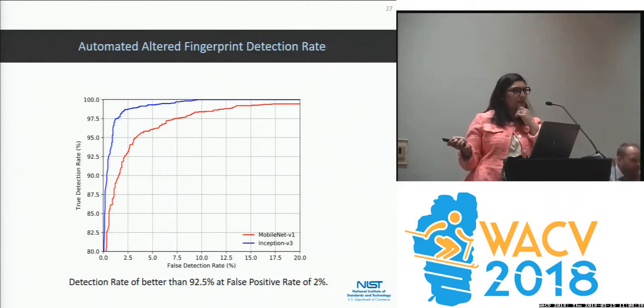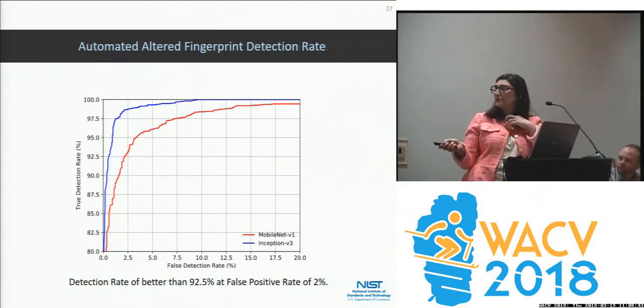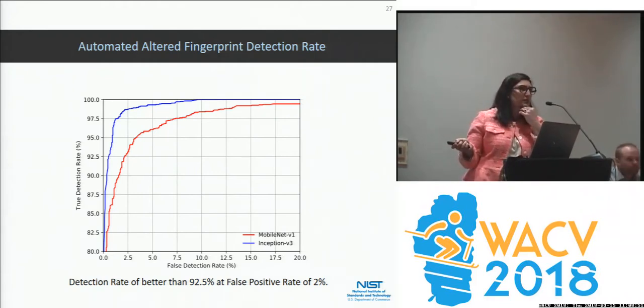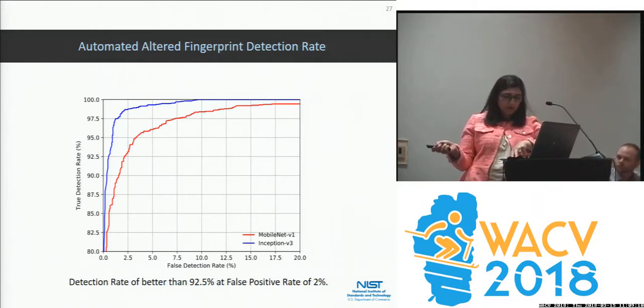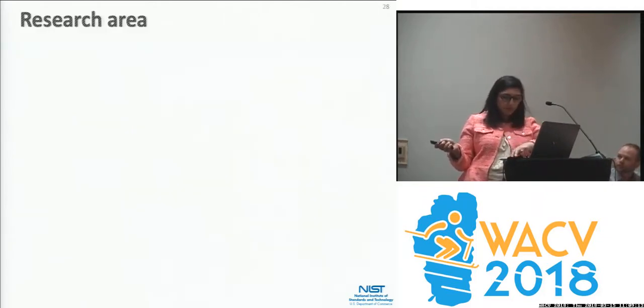detecting altered fingerprints. Our data set is about 3,000 altered fingerprints, and these are the two implementations that we use, MobileNet and Inception, just as they come out of the box. There's a GitHub that you can go get it from. Then we use GAN to generate more altered fingerprints, which I'm not showing here, but we're hoping to get more altered fingerprints and work on them. We get about 92% accuracy at this false positive rate. The best result reported in the literature was 75% at 2% false positive.